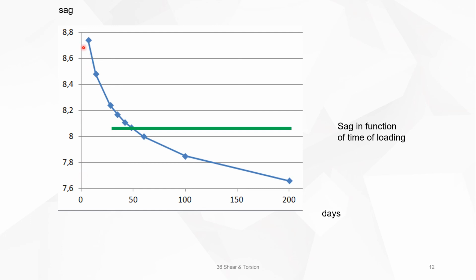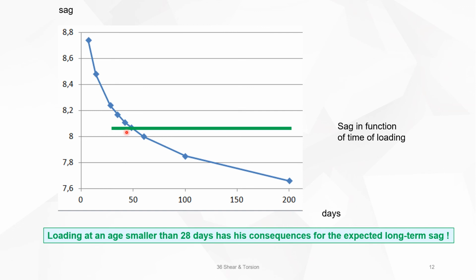Now you see immediately on this curve that if you load the beam very quickly, the sag on long term is bigger than if you load it after, for instance, 200 days. The sag on long term for the same load is smaller. And the red line here is the linear combination that we have found of 8.1 millimeters. So loading at an age smaller than 28 days has its consequences for the expected long-term sag. So don't forget that.